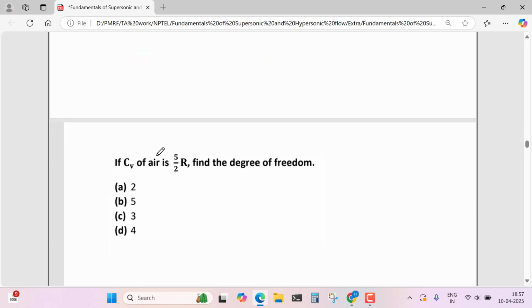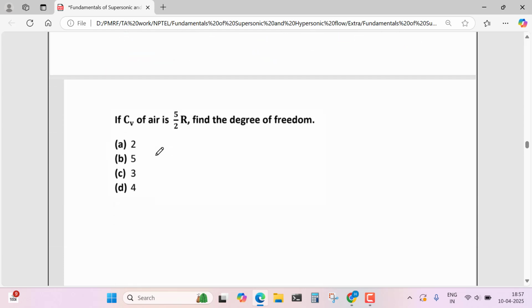Now let's see the next problem. If Cv of the air is 5 by 2 r, find the degree of freedom. Option A 2, option B 5, option C 3, and option D 4.